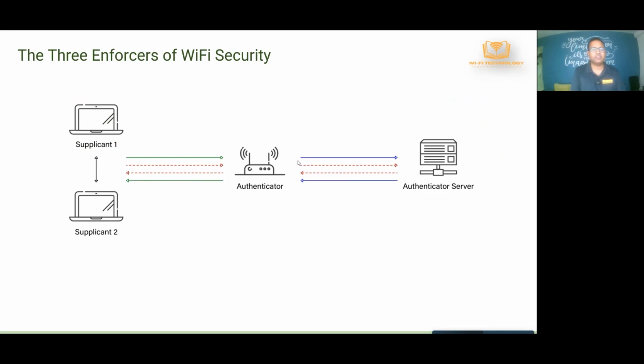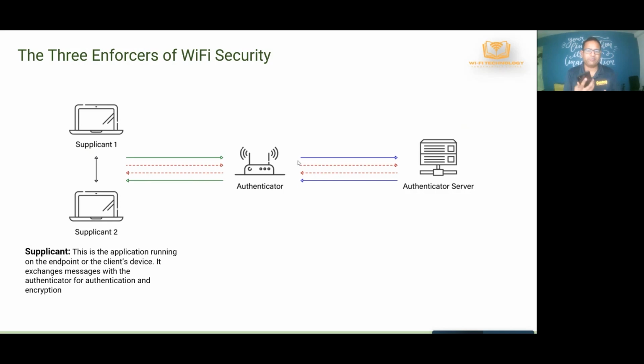Now let's talk about what I'm referring to as the three enforcers of Wi-Fi security. Who are the policemen? Who are the ones making sure that security is actually implemented in a Wi-Fi network? There are three entities that we need to know about. One is the supplicant. You can consider it a piece of application or software that runs on your endpoint, in this case on your phone or your laptop or some device like that, and it does the user side part of the encryption and authentication. That user side portion is done by the supplicant software running on the device.